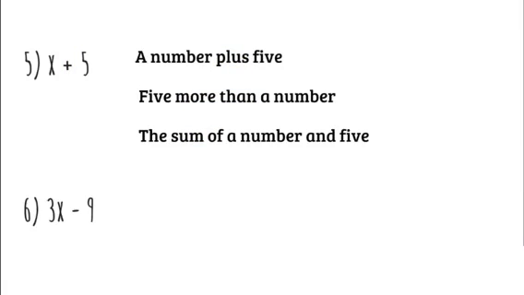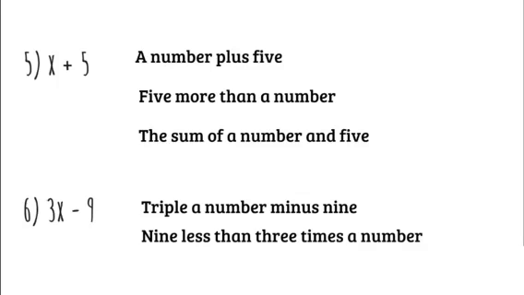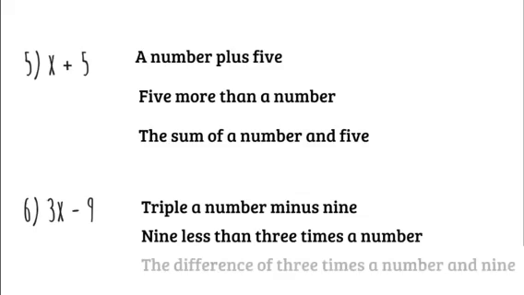There are actually more ways to say this. You could probably think of 3 more ways of your own. So as long as it means addition and it's x or a number plus 5, you've got it. Here we have 3x minus 9. Maybe you want to say triple a number, because that means 3 times, minus 9. Maybe you like 9 less than 3 times a number. Again, that less than means it's something minus 9. Or maybe you want the difference. Difference means subtraction. Difference of 3 times a number and 9. Whichever way you choose to say it is fine.